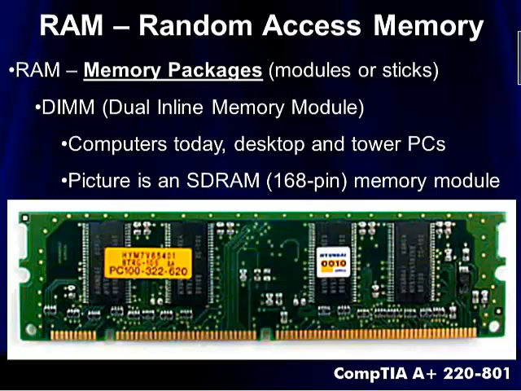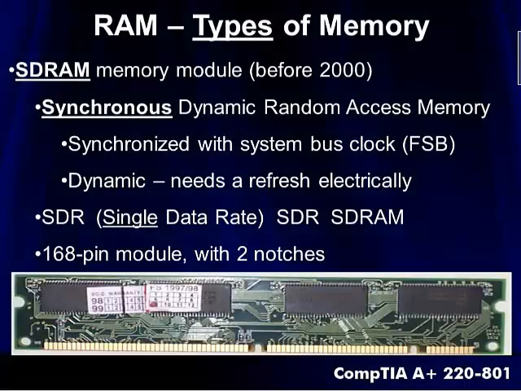DIMMs are the packages that we use now, Dual Inline Memory Modules. Now what I've got here is a picture of an SDRAM. It's a 168-pin memory module, and we're going to see this one more time. But this is one of the memory modules that you will see in systems that you work on nowadays. Let's get specific about some of these and we're going to nail down the acronyms and the pin count. So the SDRAM, RAM of course stands for Random Access Memory. The D stands for dynamic.